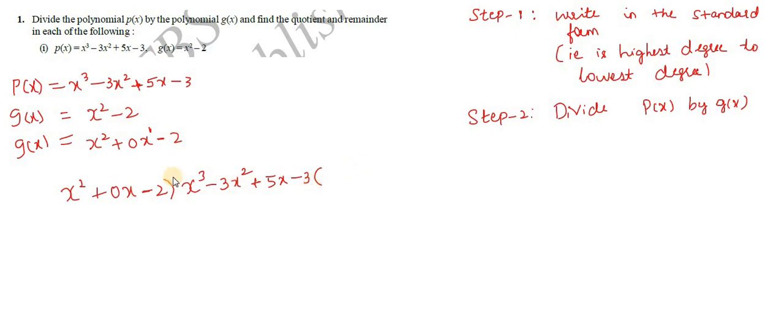So your x cube is there and your x square is there. So you should multiply by one number to make this as x cube. So what should we multiply? It is nothing but x, right? x square into x is x cube. So you can write here x into x square is x cube.